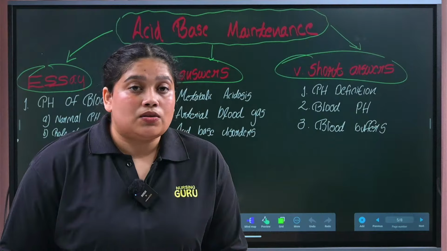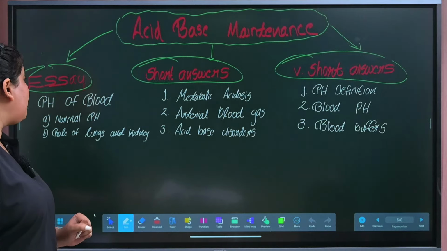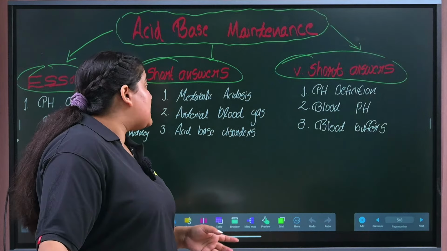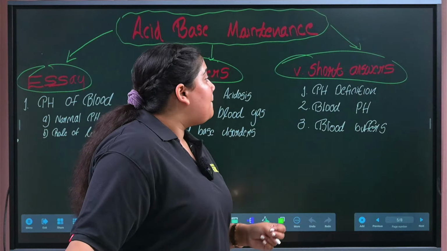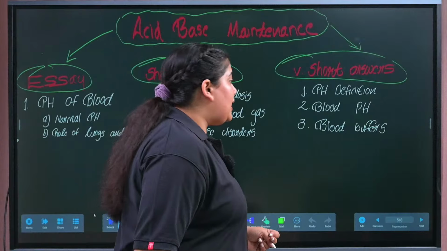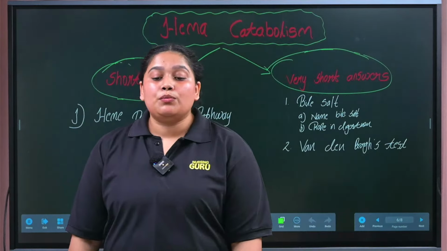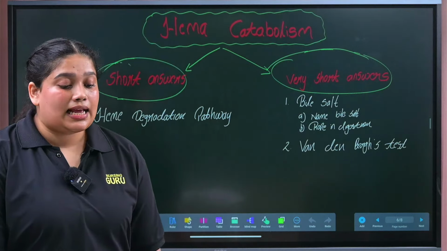So clear? That's only in the acid-base maintenance. Short answers: metabolic acidosis, arterial blood gas, acid-base disorder. And very short answers: pH definition, blood pH and blood buffer. Clear? Okay, next we'll move on to our 6th unit, that is heme catabolism.